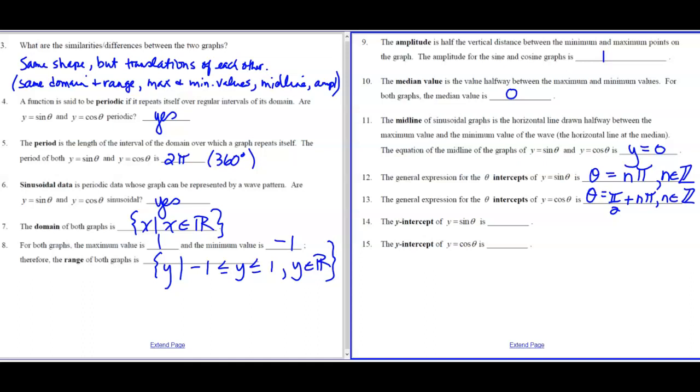The y-intercept of sine is 0. Remember, it goes through the origin. The y-intercept of cos, though, is 1.